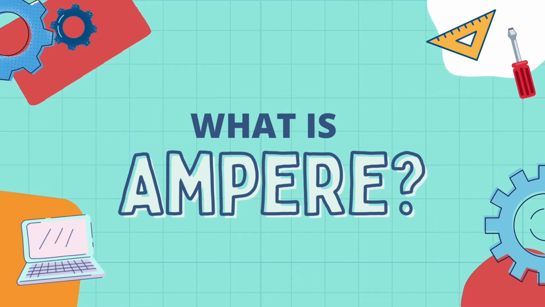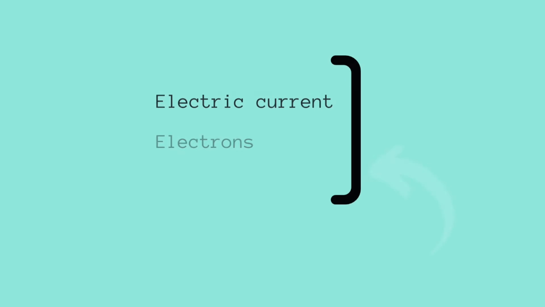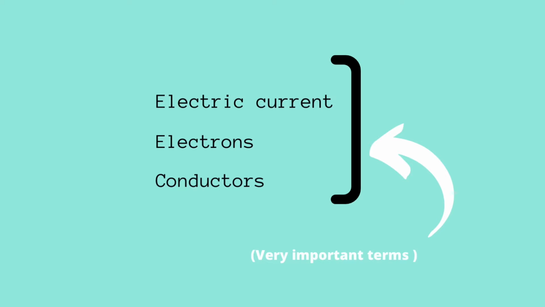In this video, we will learn what is ampere. But before we get to the topic, we must learn few terms for better understanding of the topic. Those three important terms are electric current, electrons, and conductors.